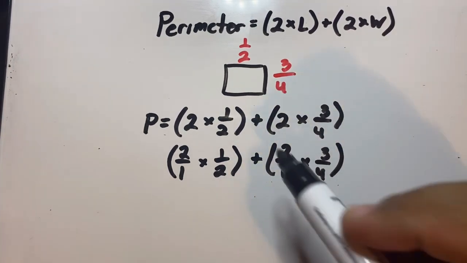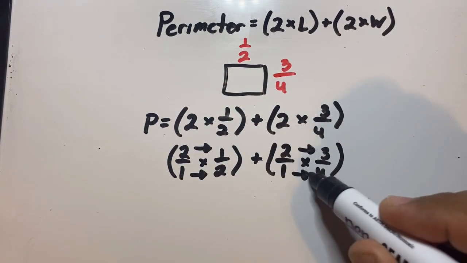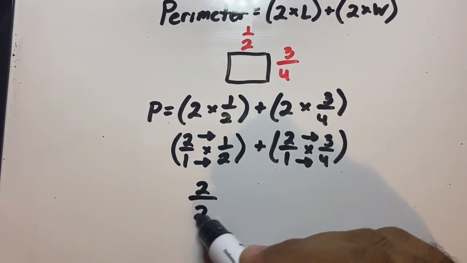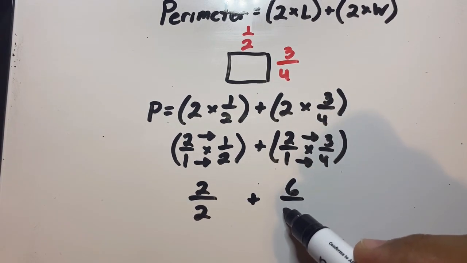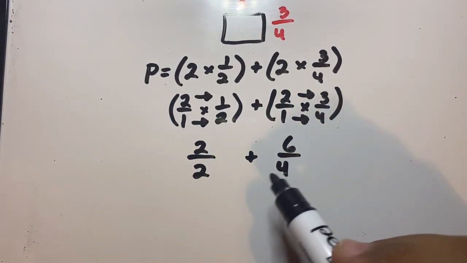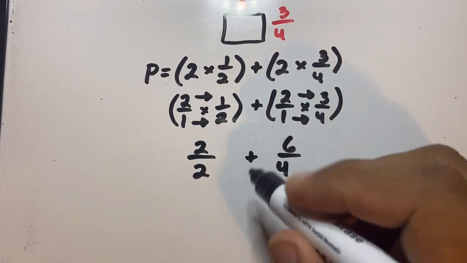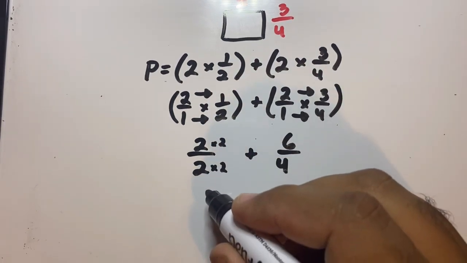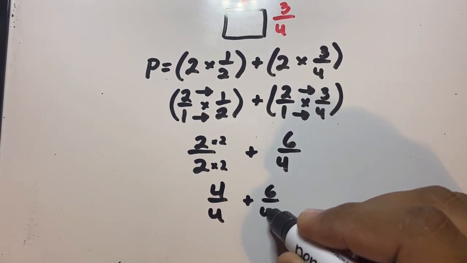When you're multiplying fractions, you do it normally. You multiply across. So 2 times 1 is 2, and then 1 times 2 is 2. 2 times 3 is 6, and then 1 times 4 is 4. Once you reach this point, you need to find common denominators. So we know 2 can go inside 4, so we're just going to turn this 2 into a 4. And how you do that is, you multiply the bottom by 2 and the top by 2. So now you have 4 over 4 plus 6 over 4.